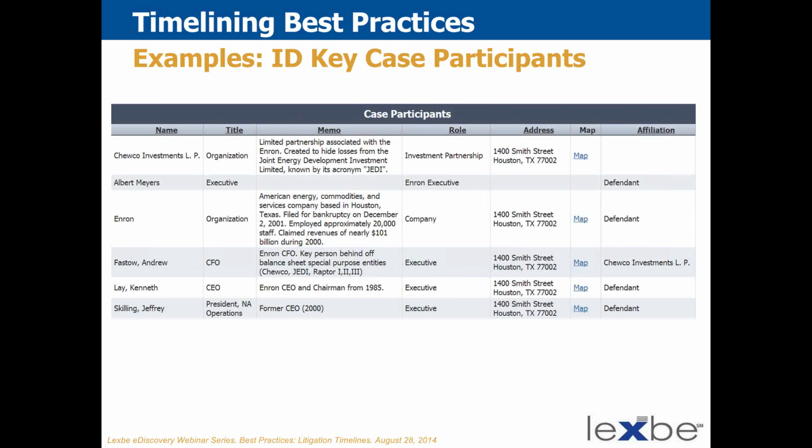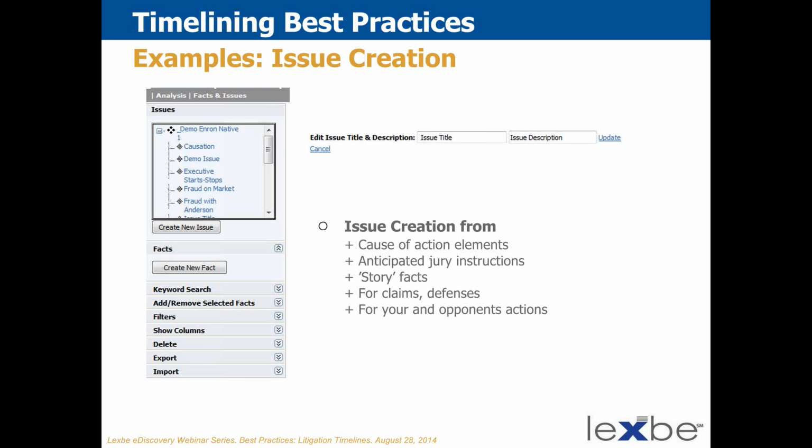Next is issue creation. And here you go in and create issues and describe them that are important for facts. There are a number of different ways you can do these. These could be the cause of action elements, anticipated jury instructions, story facts. And this would be for claims and defenses and for both your own and your opponent's actions.